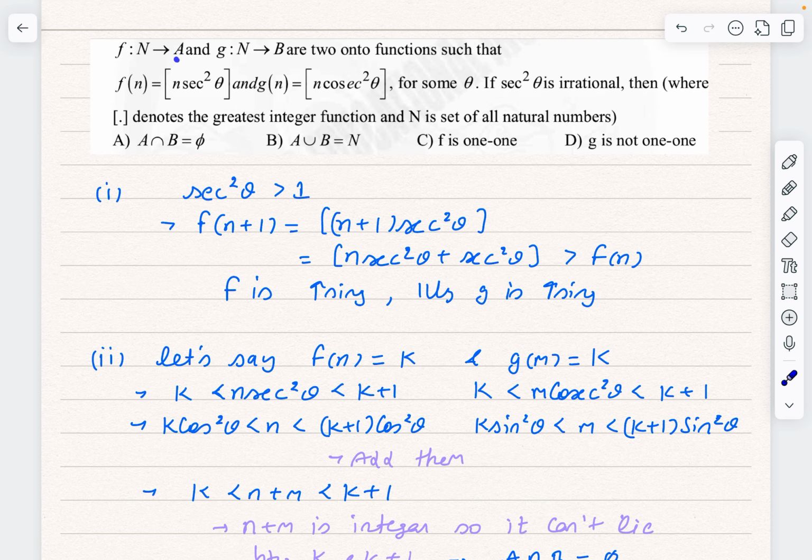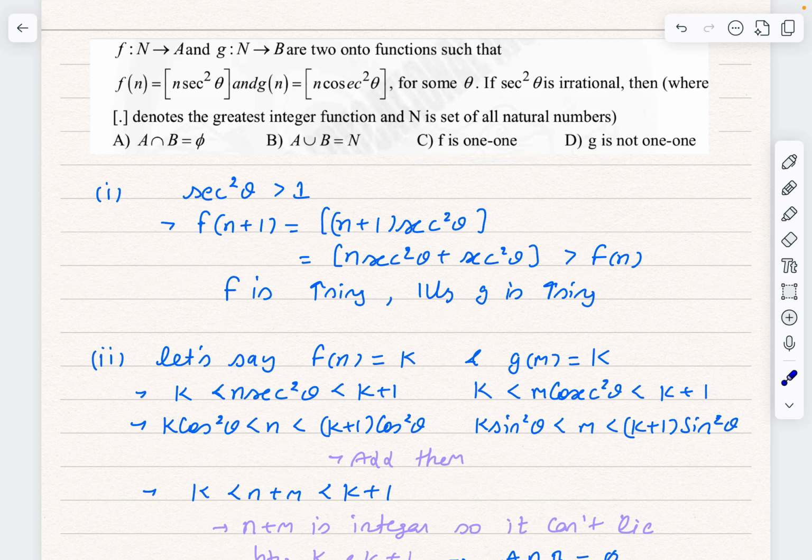Basically, we have to find the range, and we have to see the relation between the ranges. Option A says A intersection B is empty. Option B, A union B is N. Option C, f is 1-1. Option D, g is not 1-1. Let us start with this 1-1 thing.